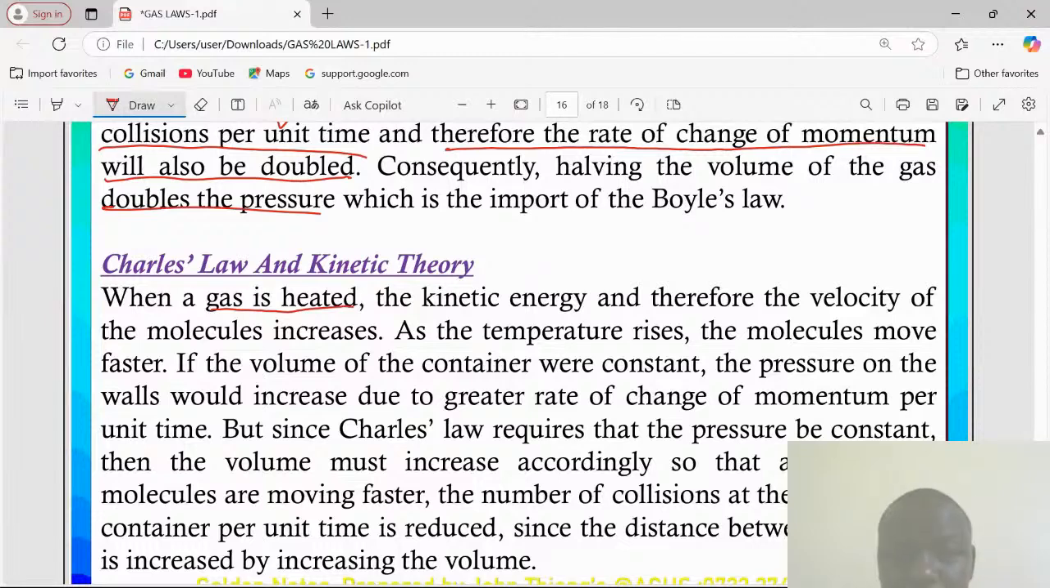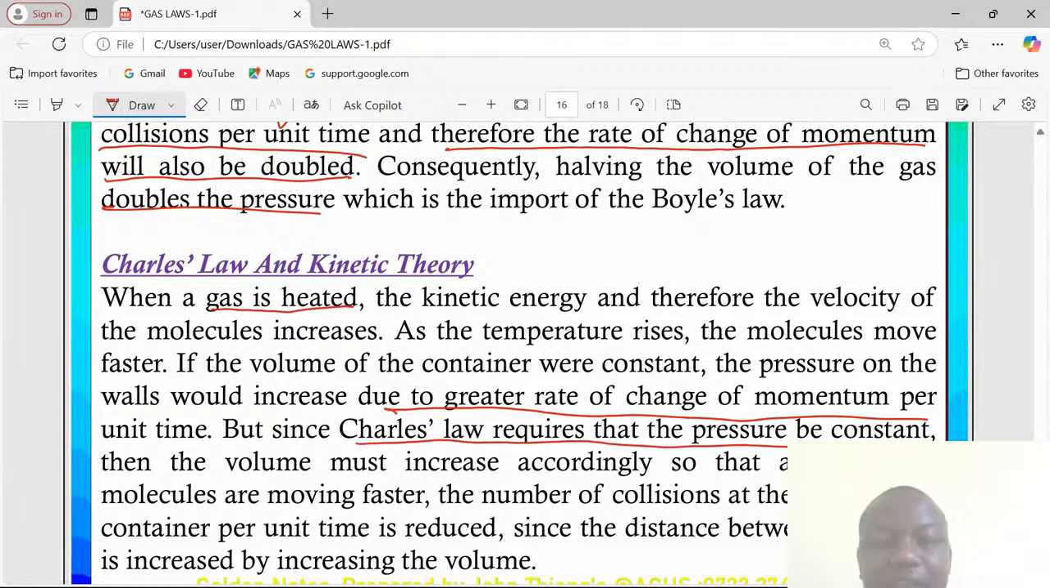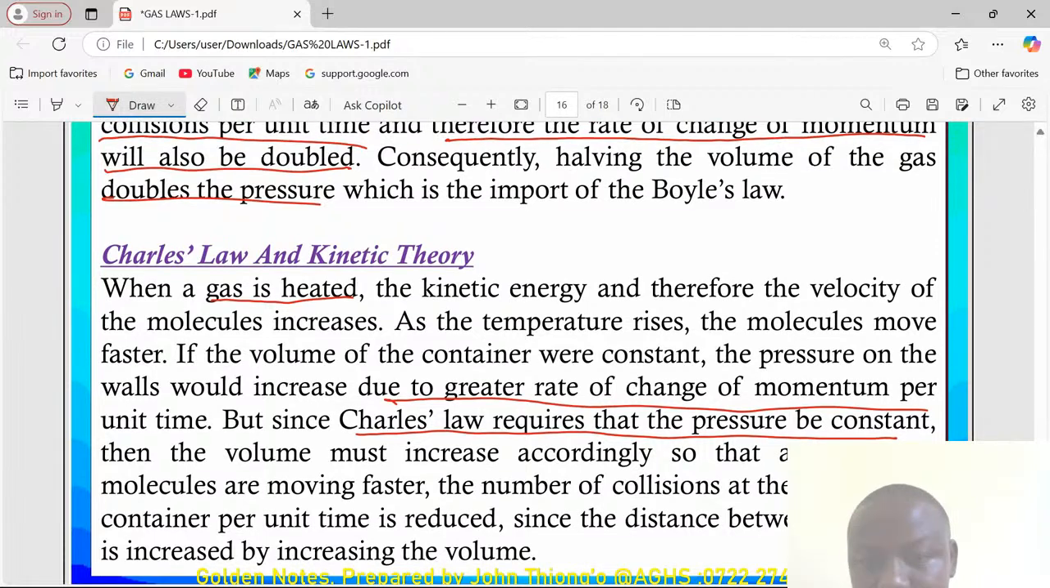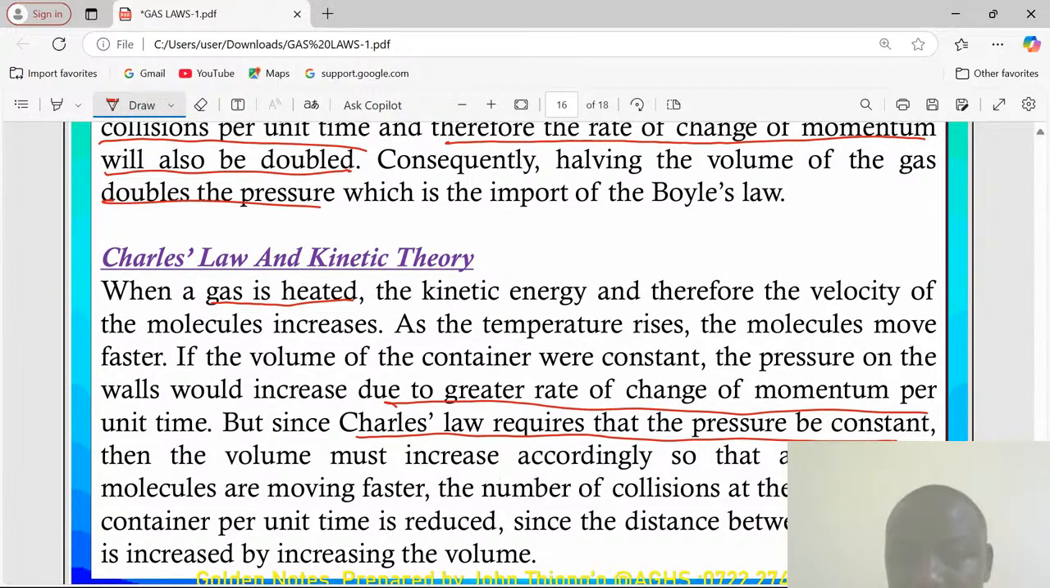But what are we saying in this case now? Since Charles' law requires the pressure be constant, then the volume must increase accordingly, so that although the molecules are moving very fast, the number of collisions at the walls of the container per unit time is reduced, since the distance between the walls is increased by increasing the volume. So we increase the volume to ensure that the pressure remains constant.